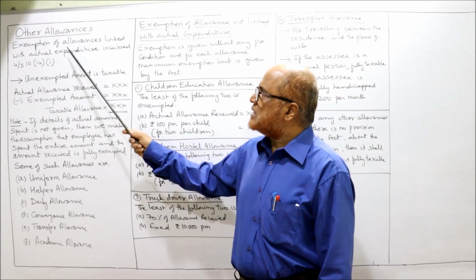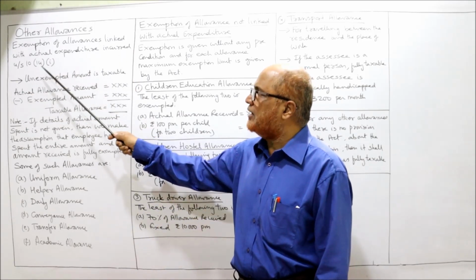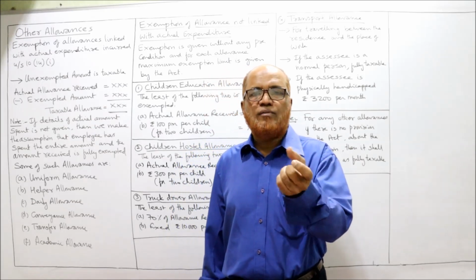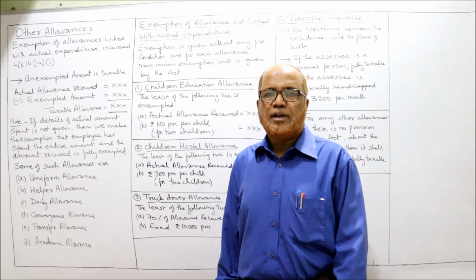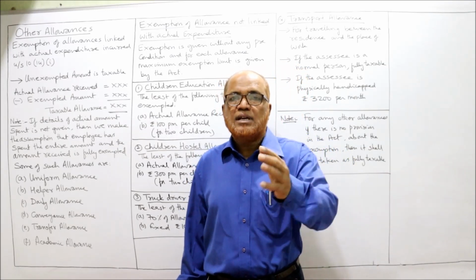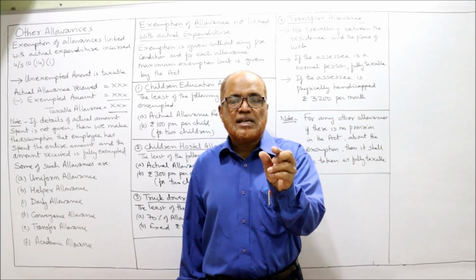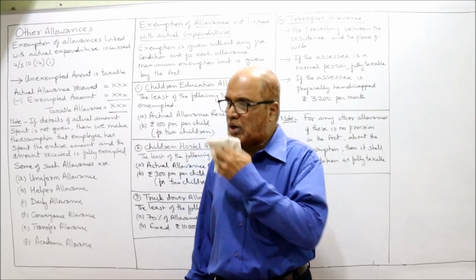Other allowances: exemption of allowances linked with actual expenditure incurred under section 10(14)(i). That means there are some allowances on which exemption is linked with the expenditure. That means the employee is getting the allowance, and out of that allowance he is making some expenditure. So how much is exempted and how much is taxable? Now we are going to discuss this in this topic.